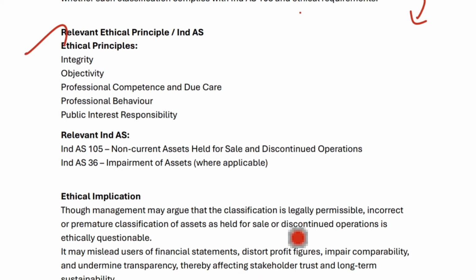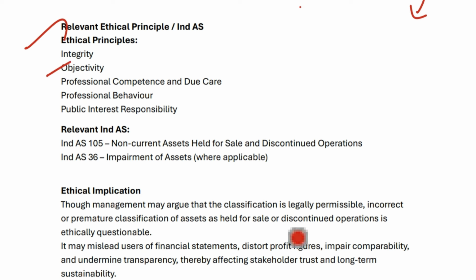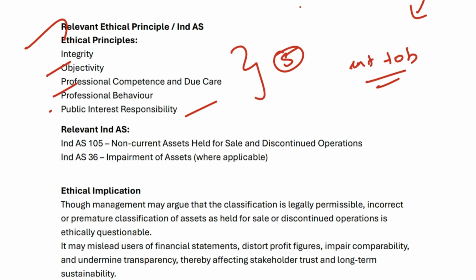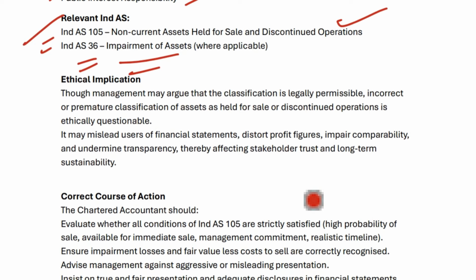So here the ethical principles are again integrity, objectivity, professional competence, professional behavior, and the public interest responsibility. You do one thing: classify for which questions you are going to write all the 5 points, and for which questions you are going to write only integrity and objectivity. I'm not classifying here, please classify by yourself whenever you are studying. In this question we are going to talk about two things: one is Ind AS 105, that is non-current assets held for sale and discontinued operations, and the impairment of assets. Now, what is the ethical implication?